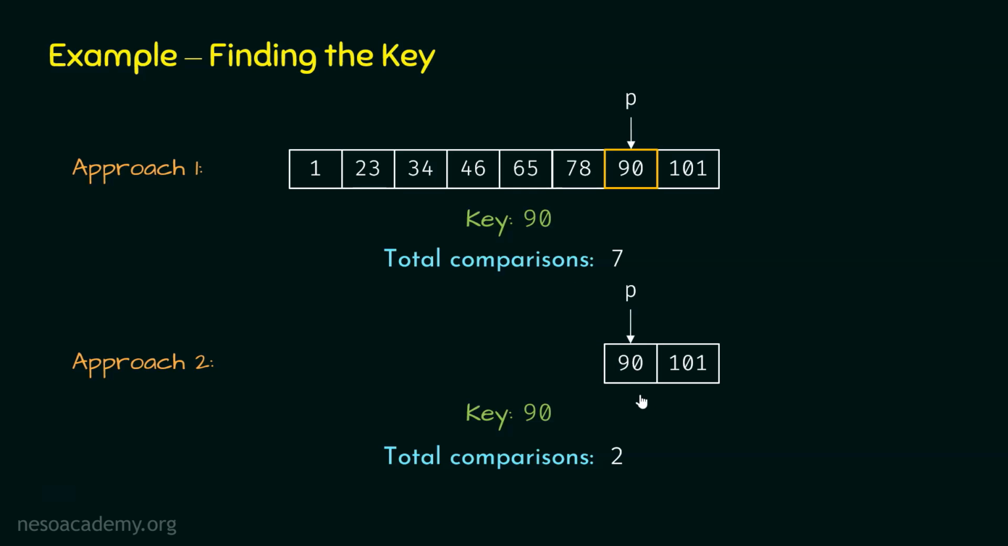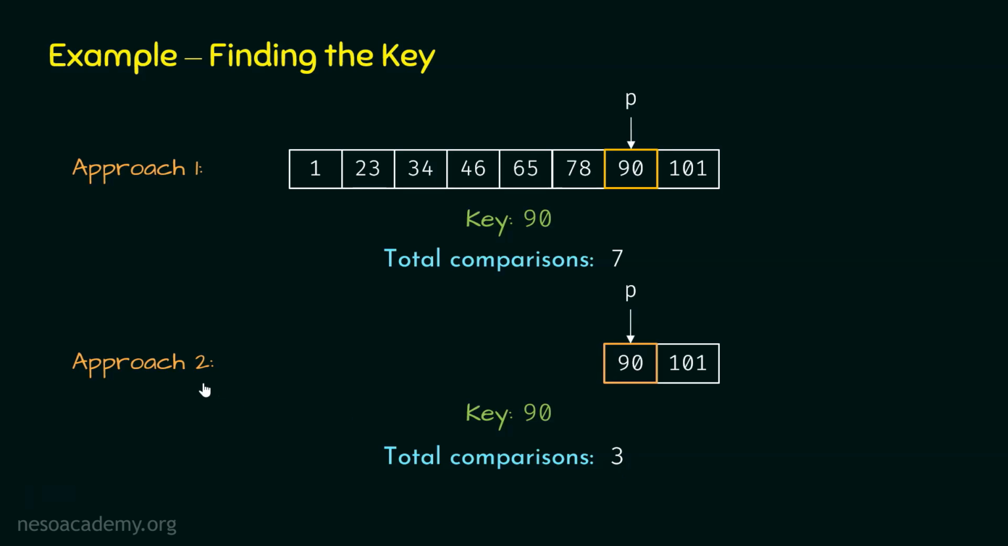Again, we will calculate the middle of the list by dividing the length of the list by 2. We will get 1, which means that the middle of the list is the first item. Now let's compare 90 with 90. Is 90 equal to 90? Yes. At this point, we found the key. And also, the total number of comparisons at this point is 3. So we found the item with just 3 comparisons.